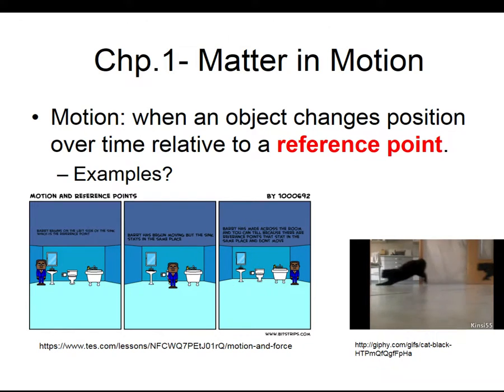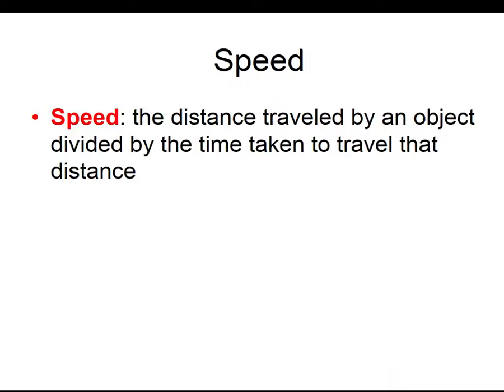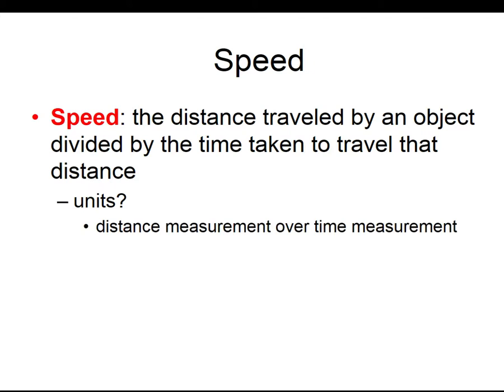Now let's get on to our actual lesson of speed and velocity and the difference between them. Now, speed. A lot of you know what speed is already, and you've already calculated it too, so we're going to go through this fairly quickly. Speed is just the distance traveled by an object divided by the time taken to travel that distance. Okay, so it's distance divided by the time taken to travel that distance. The units, well, it's going to be a distance measurement over a time measurement. So for example, it might be meters per second.